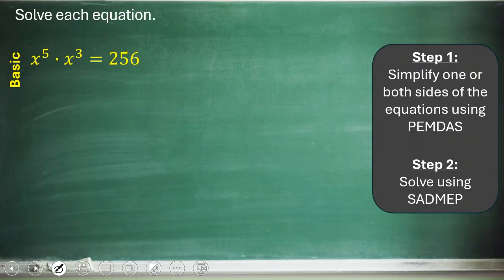Step 1 is we are going to simplify one or both sides of the equations, treating them like expressions. And when we do that, we use the order of operations moving forwards from P to S. Sometimes we call this PEMDAS.